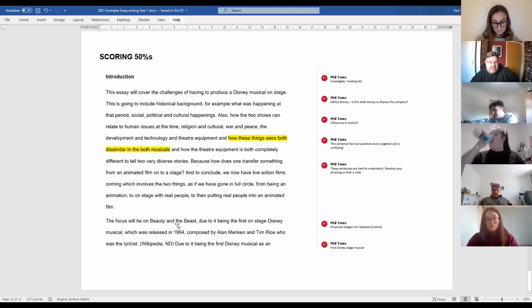Also, terminology. If you're talking about a stage show, it's produced or premiered, and it's not released. Released is when you release a cinema show, a movie. And again, just making sure, Beauty and the Beast was the first Disney musical. No, it wasn't. It was the first stage musical. So if it's descriptive only, or there are significant errors, you're in the 50s. If it isn't fluent at all, you'll be in the 40s, but it still can pass. And if you've really got no idea, it will fail on several areas. But the chance of you just showing your work in tutorials means that hopefully we won't have any fails.